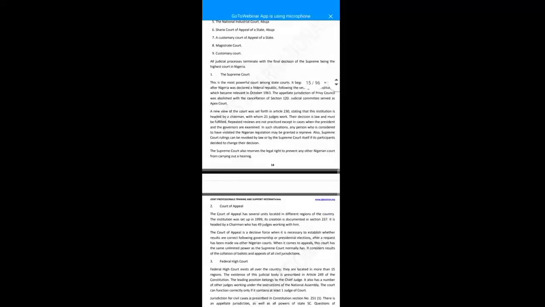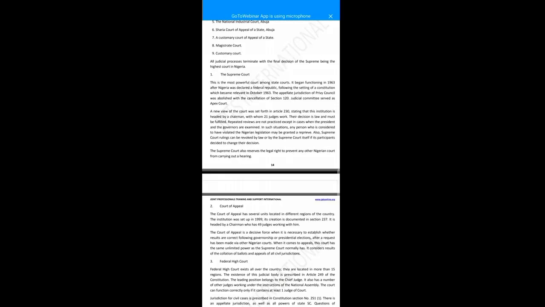The Court of Appeal is a decisive force when it is necessary to establish whether results are correct following a governorship or presidential election. So after a result has been made via other Nigerian courts, when it comes to appeal, this court has the same unlimited power as the Supreme Court normally has. So it considers results of the collation of ballots and appeals of all civil jurisdiction.